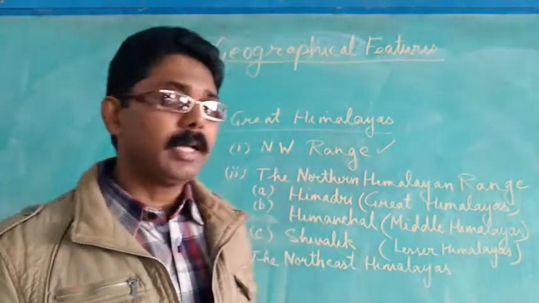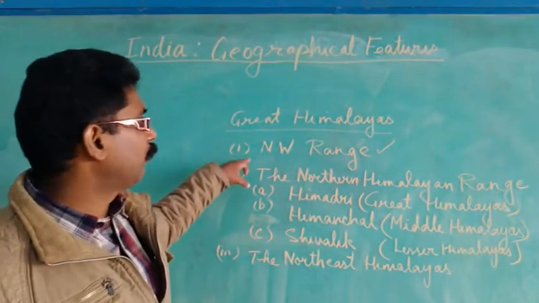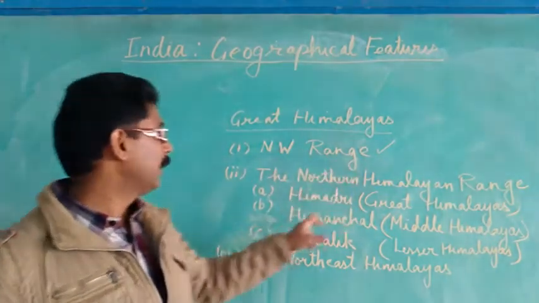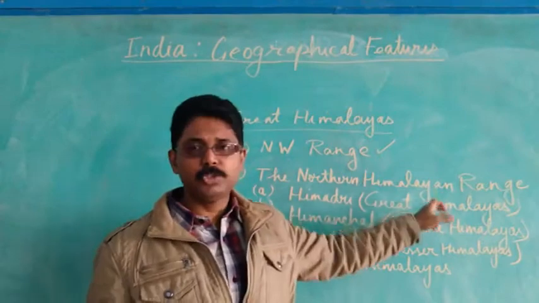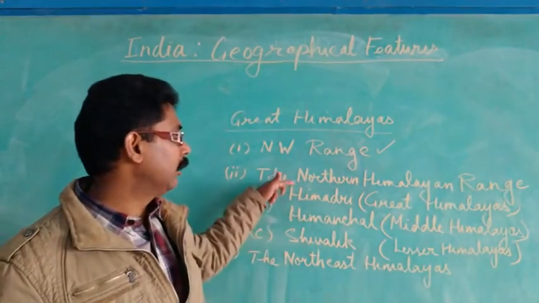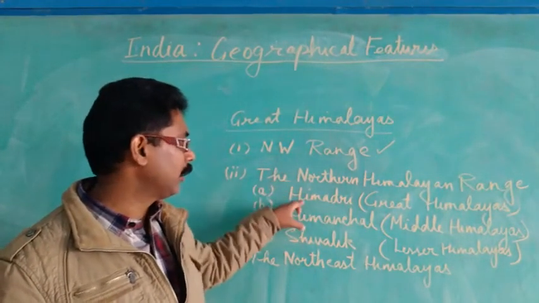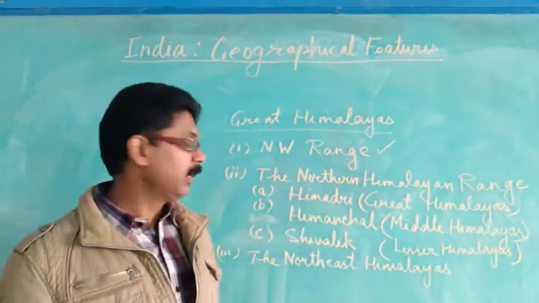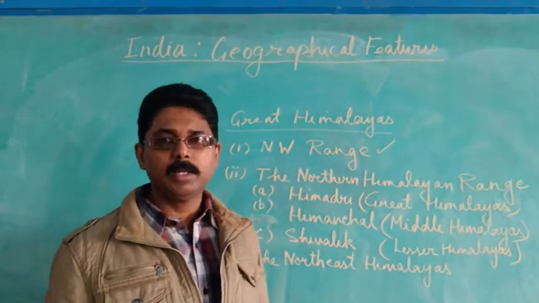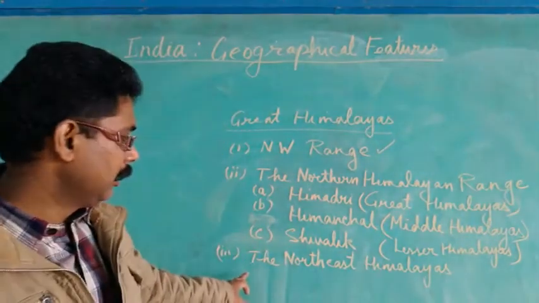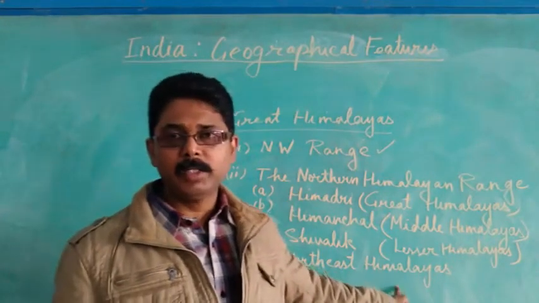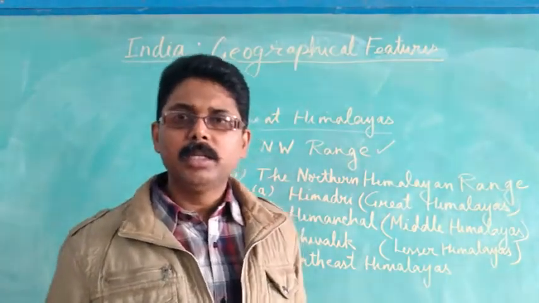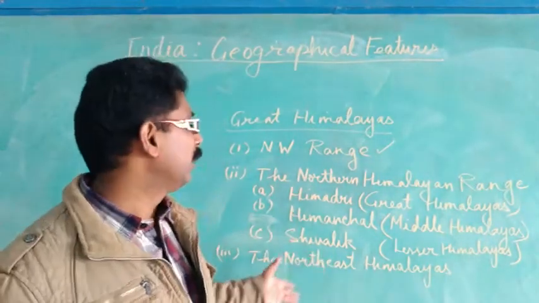Okay, so these are the three main divisions of the Himalaya we have seen. First is the Northwest Range. Second is the Northern Himalayan Range, which is also known as the Northern Arc. It consists of three parallel ranges. What are they? Himadri, the Great Himalayas; Himachal, the Middle Himalaya; and Shivalik, the Lesser Himalaya. And the third division is the Northeast Himalayas, which is also known as the Purvanchal Himalaya. So these are the three important divisions of the Himalayas.